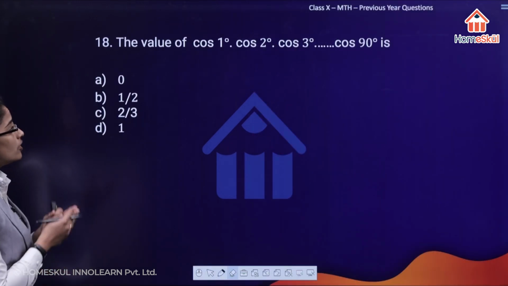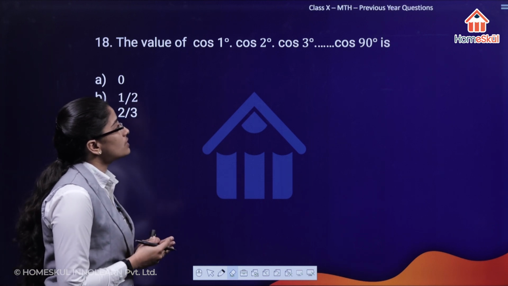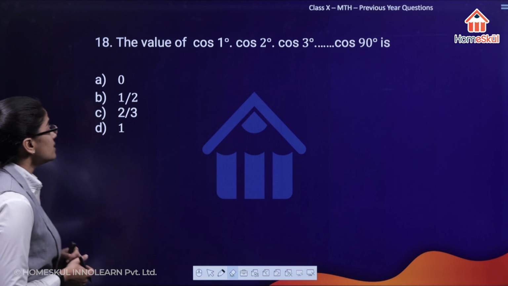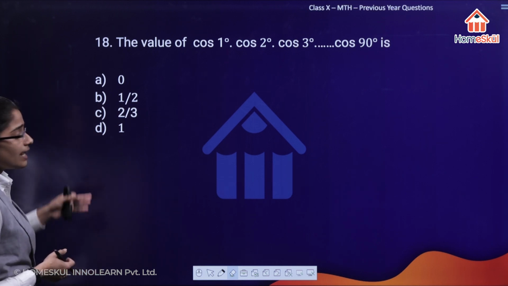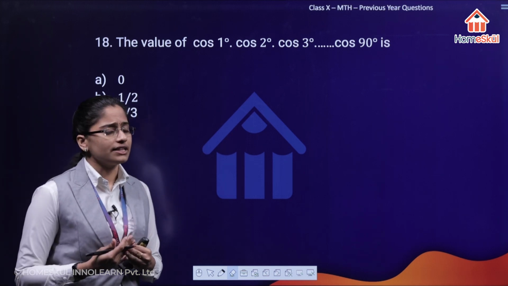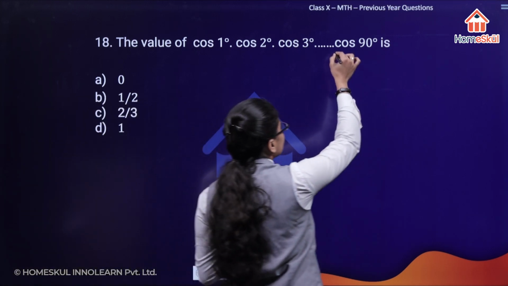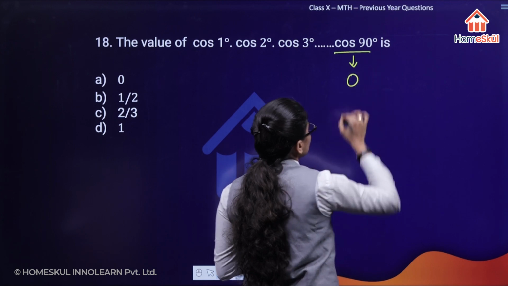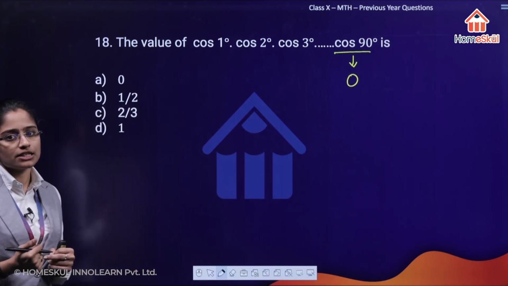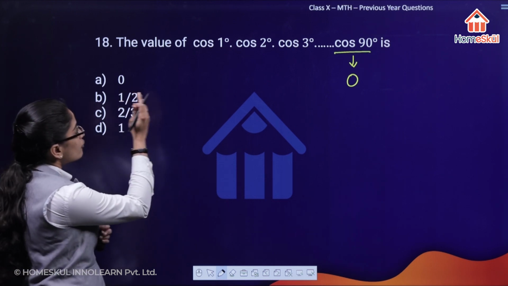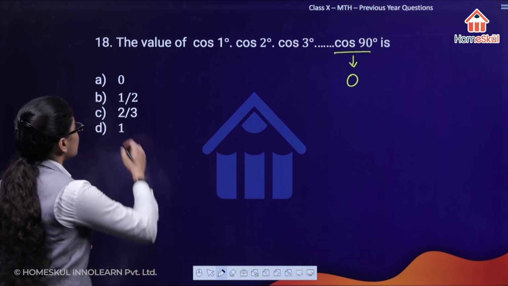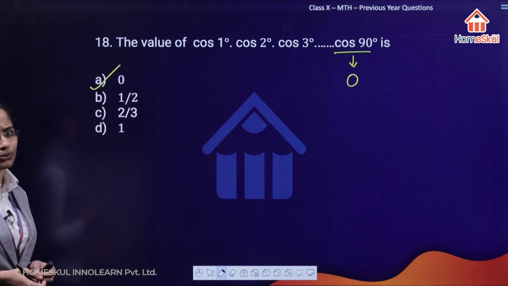The value of cos 1 degree times cos 2 degree times cos 3 degree etc. up to cos 90 degree is, options 0, 1 by 2, 2 by 3 and 1. Here we know the cos values of certain angles, right? Here we are having cos 90 degree. What is cos 90 degree? It is 0, isn't it? Cos 90 degree is 0. So 0 multiplied with any value will be 0 itself, isn't it? Thus the product of cos 1 degree times cos 2 degree times cos 3 degree etc. up to cos 90 degree will be 0. Option A, easy question, isn't it?